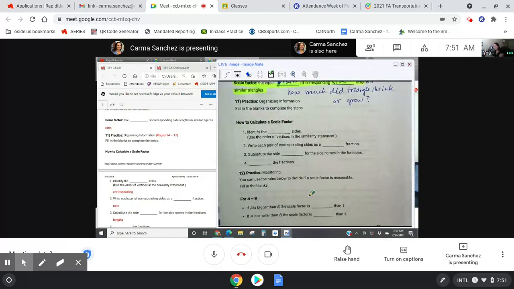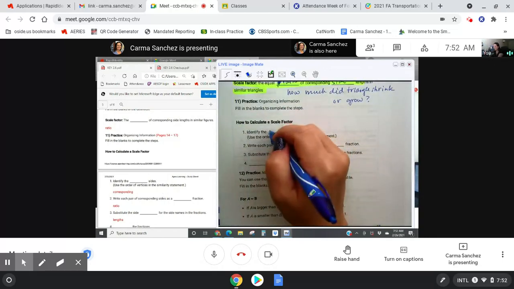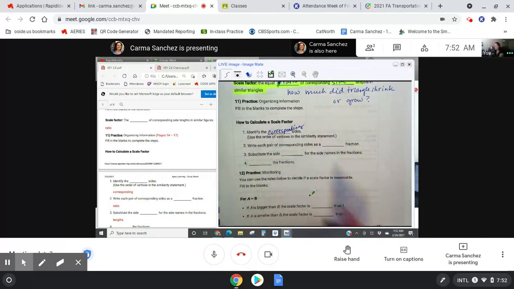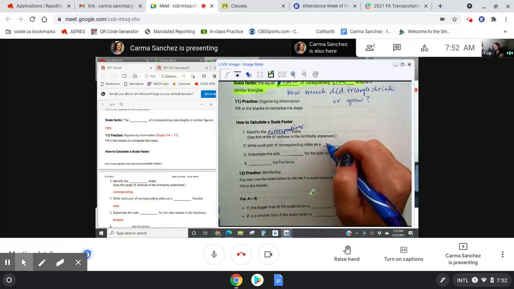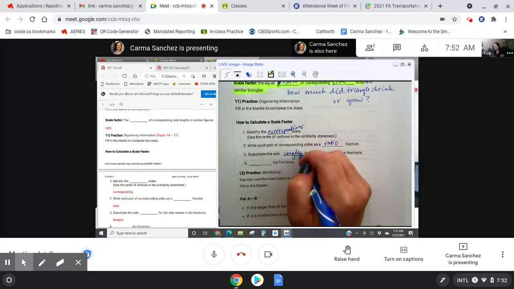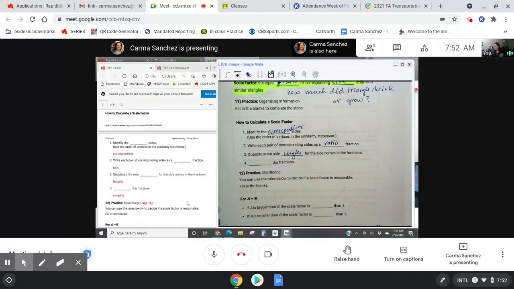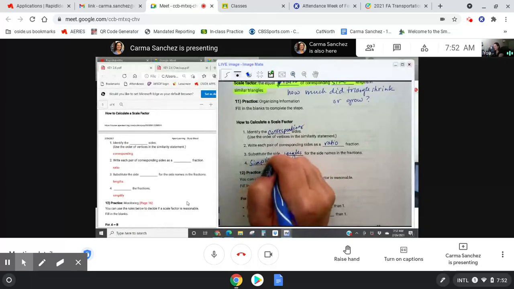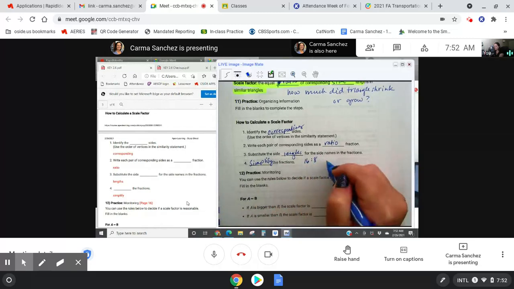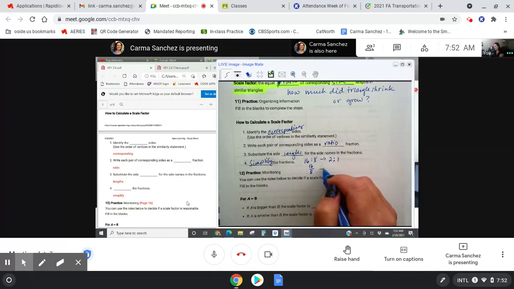All right, identify. So now we have our steps, how to calculate the scale factor. Identify the corresponding parts, corresponding sides. Write each pair of corresponding sides as a ratio fraction. Substitute the side lengths for the side names, and then simplify the fractions. So what do we mean simplify? Like back here on this other page, we got a 16:8 ratio. So then we simplified that to 2:1. It would be like if you had 16/8, it becomes 2/1 or 2.